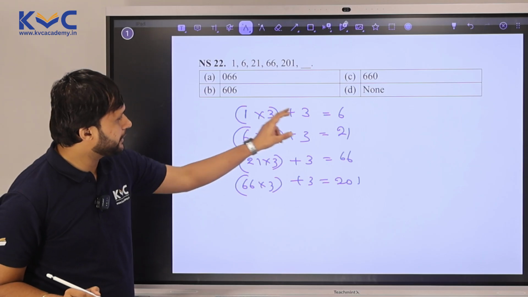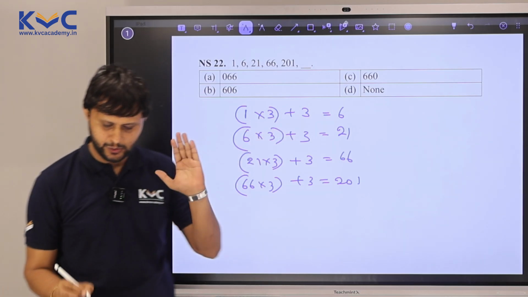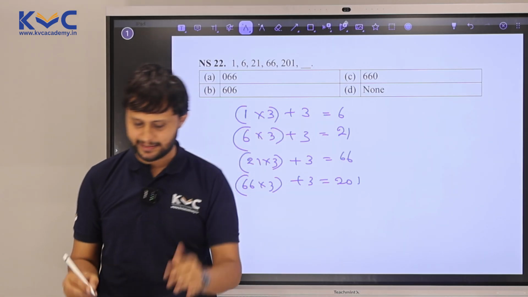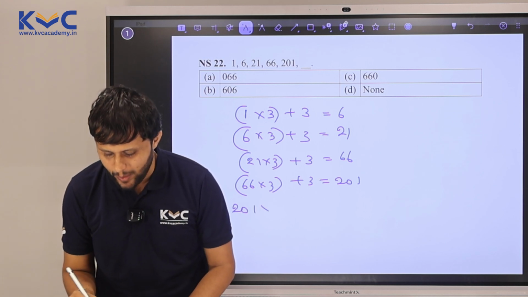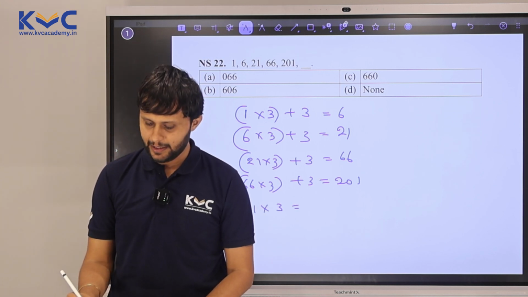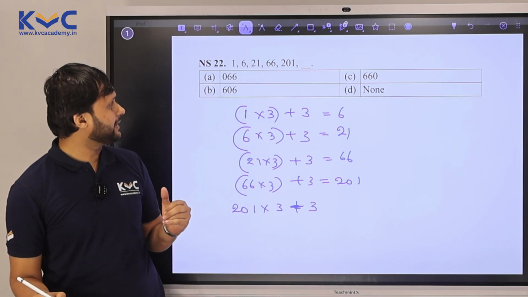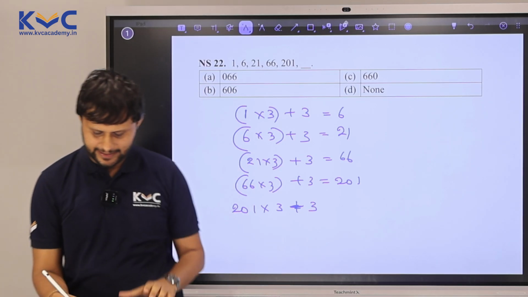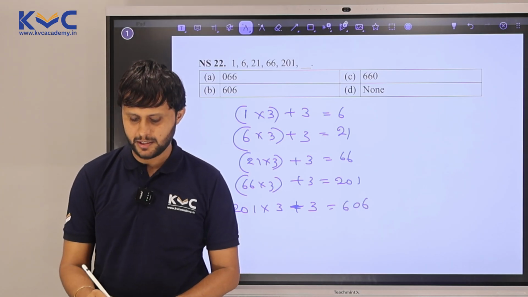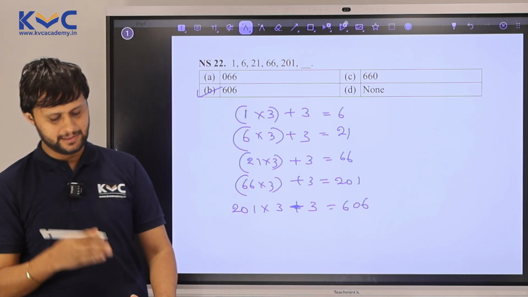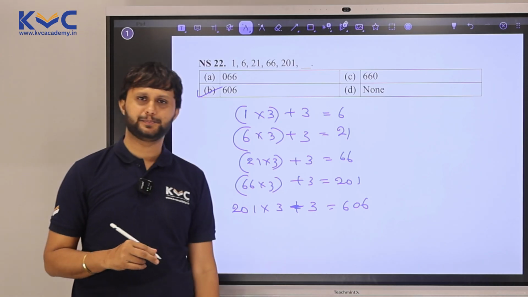We have into 3 plus 3, into 3 plus 3, into 3 plus 3 to the previous number. We have 201 into 3 plus 3. 201 into 3 is 603, plus 3 is 606. We do have that option in B. That's the right answer.